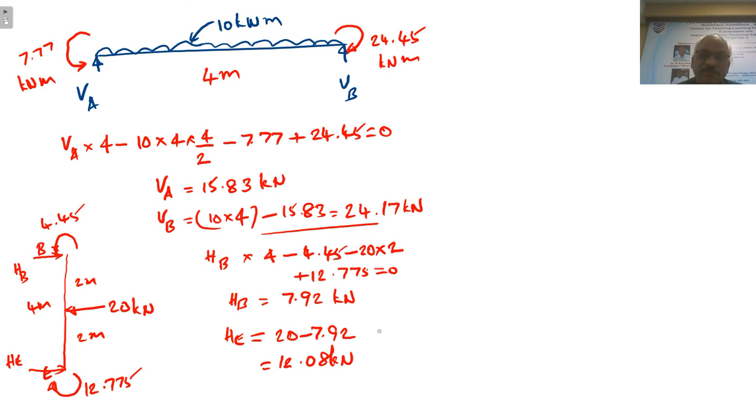Only thing is we have to consider the support moments also in the calculation, excepting that there is no new procedure involved here. In the simply supported beam, you have to apply the given loading plus the support moments we have to include in the calculation. That's all. There is no other difference, right?